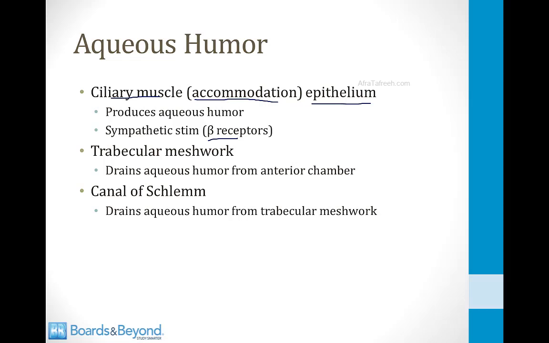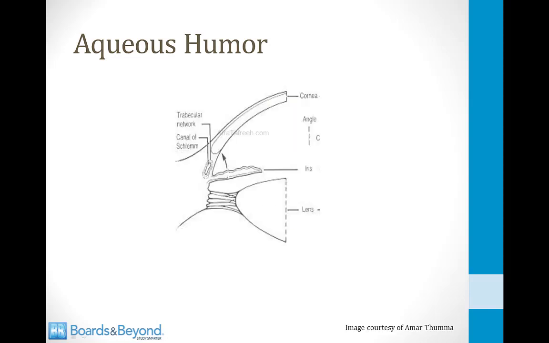From there, the aqueous humor gets drained from the anterior chamber through a structure called the trabecular meshwork, and from the trabecular meshwork it goes to the canal of Schlemm. So here's a little drawing of that process. This is the lens of the eye right here, and this is the iris. And over here, not drawn, is the ciliary muscle. And so its epithelium is going to secrete aqueous humor into the posterior chamber right here behind the iris.